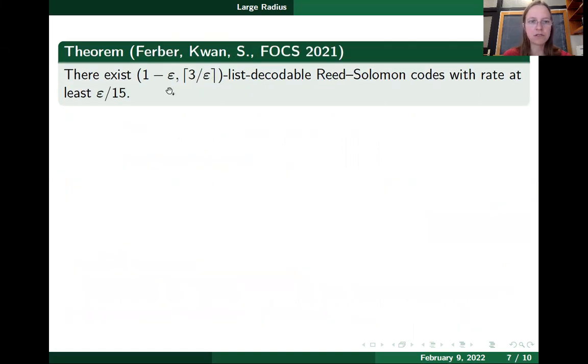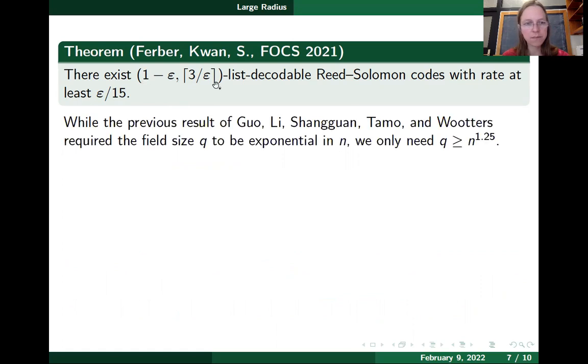Okay, so here's again our result. We prove that there are list decodable Reed-Solomon codes of this rate epsilon over 15 when you have list decoding radius 1 minus epsilon and list size 3 over epsilon.